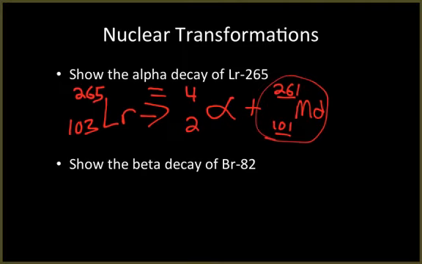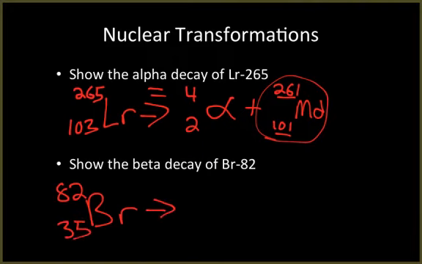All right? So if we scroll down and look at the next problem, it's asking for the beta decay of bromine-82. So again, write this out in the nuclear notation. And bromine's atomic number is 35. And write our arrow. And now we're going to undergo beta decay. And if you remember, beta decay is indicated by a beta symbol, which is just like this. A 0 for your mass number, and -1 for your atomic number.